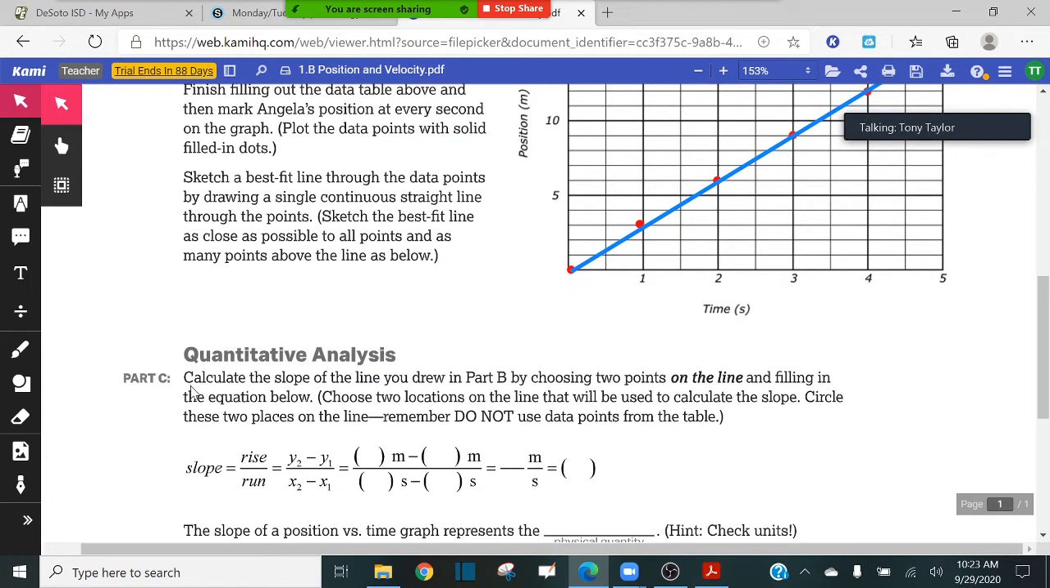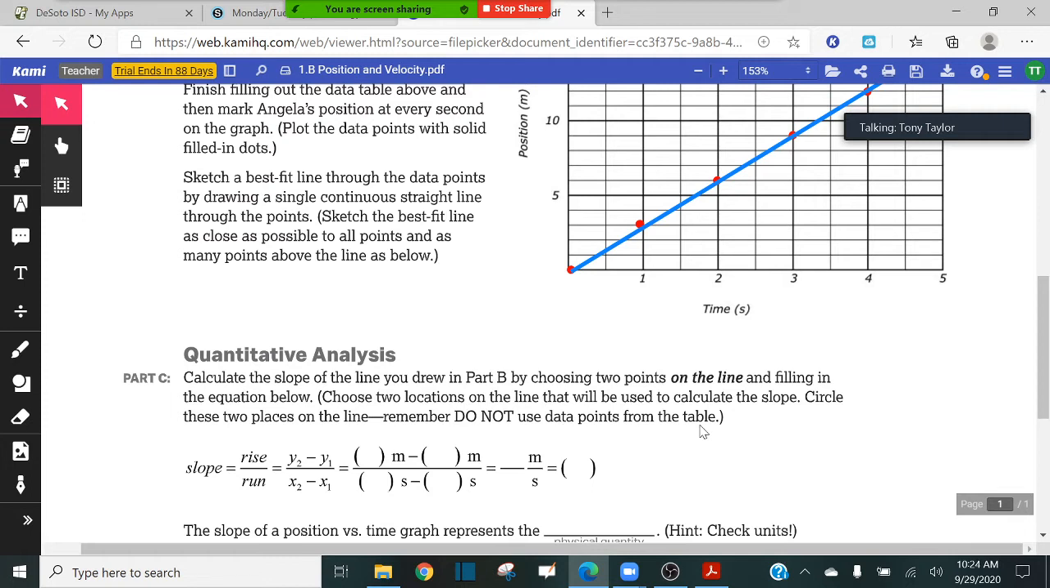Okay, so part C says, calculate the slope of the line you drew in part B by choosing 2 points on the line and filling in the equation below. Choose 2 points on the line that will be used to calculate the slope. Circle these 2 places on the line. Remember, do not use data points from the table.